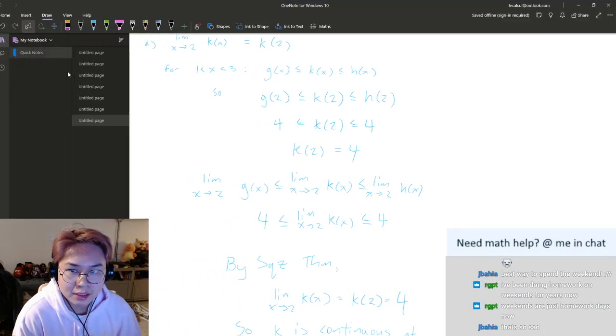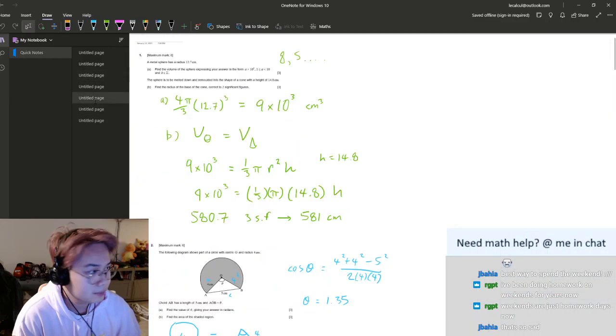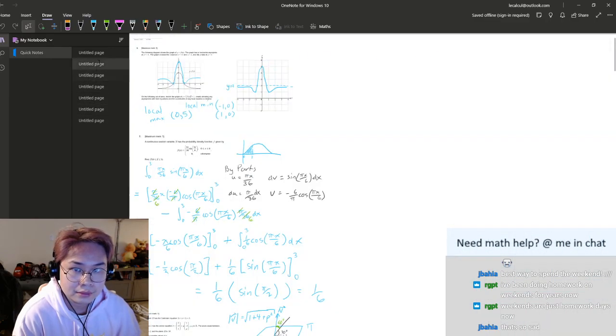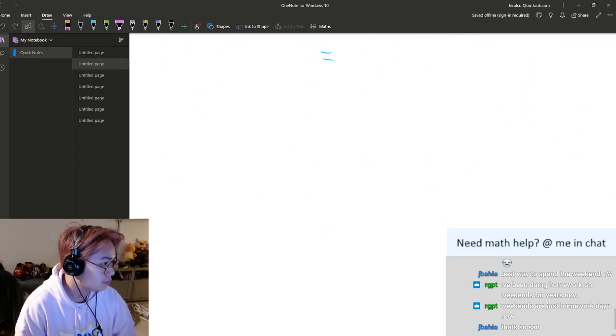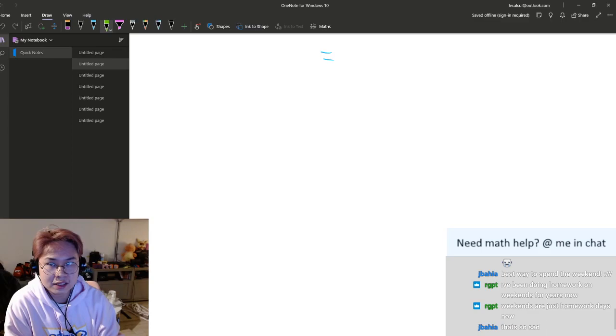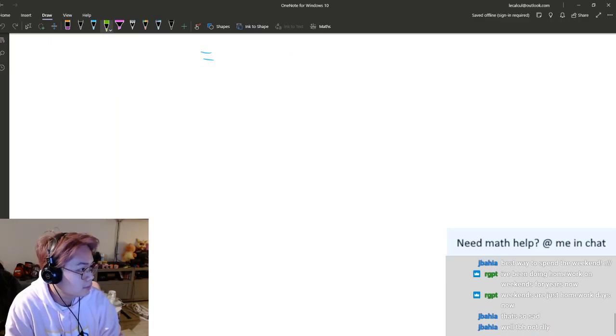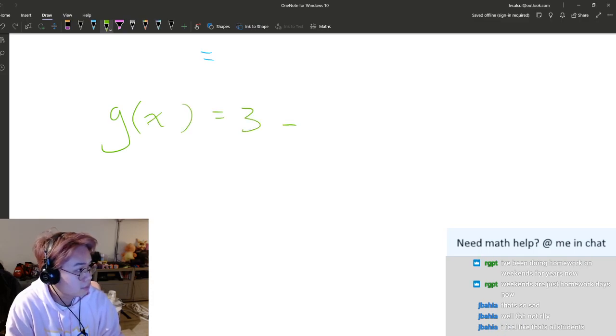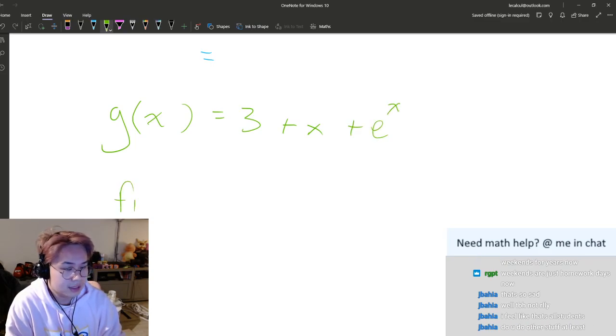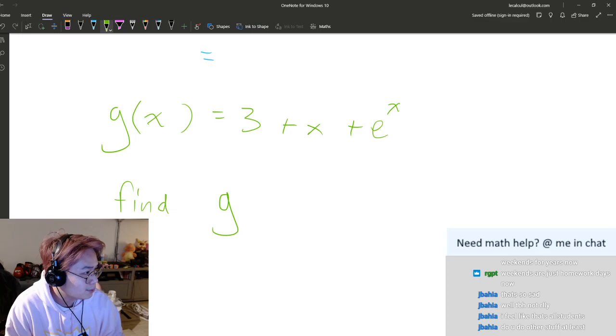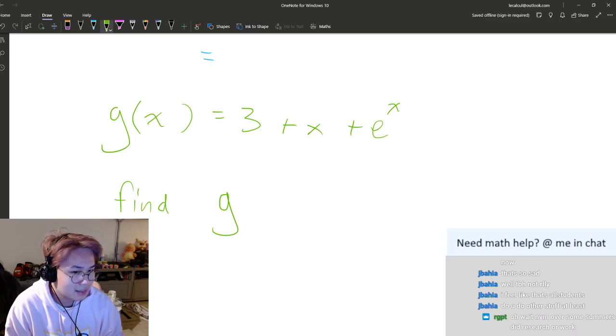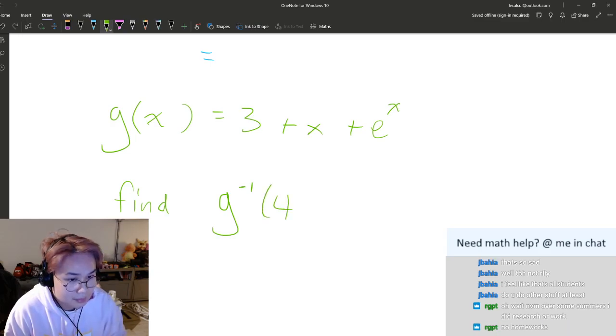Okay, so time to help Jazz with her question. So the question is, you have a function g. And then we want to find g minus 1. I'm assuming it's this. Is this right, Jazz?